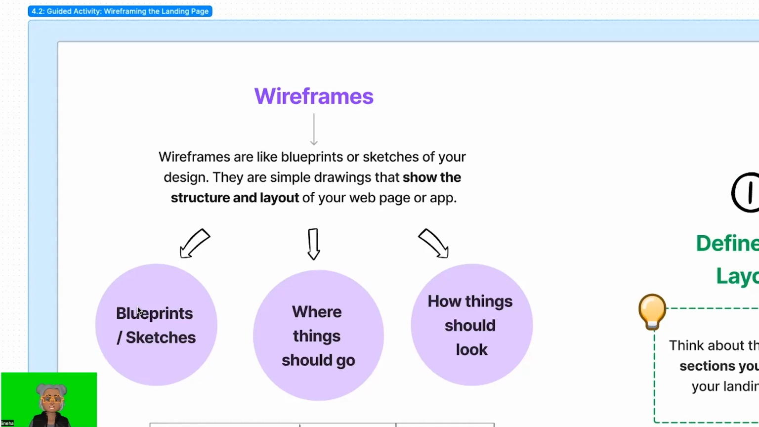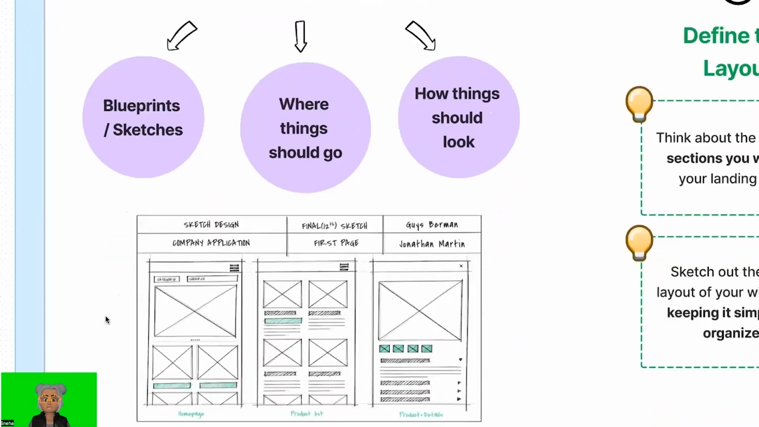Wireframes help us plan where things should go and how they should look, without getting caught up in fancy colors or detailed images. It's like drawing a map before building a house, so we know where the rooms will be. It looks something like this.